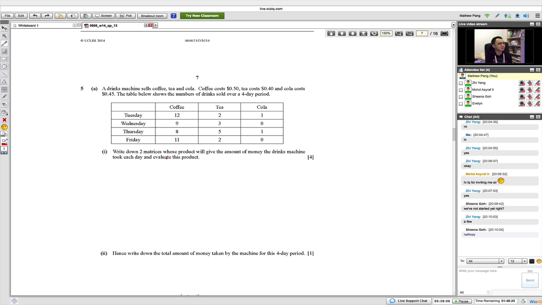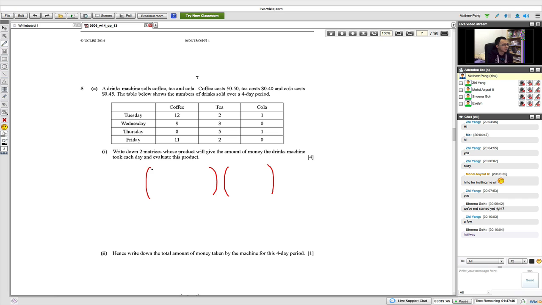Write down 2 matrices whose product will give the amount of money the drink machine took each day, and evaluate this product. So basically the question asks you to do the product of matrices. Whenever it says product of matrices, they want 2 matrices and you multiply them with each other. This is called a product matrix. Normally the first matrix I will copy from the table I have, and change everything into numbers.